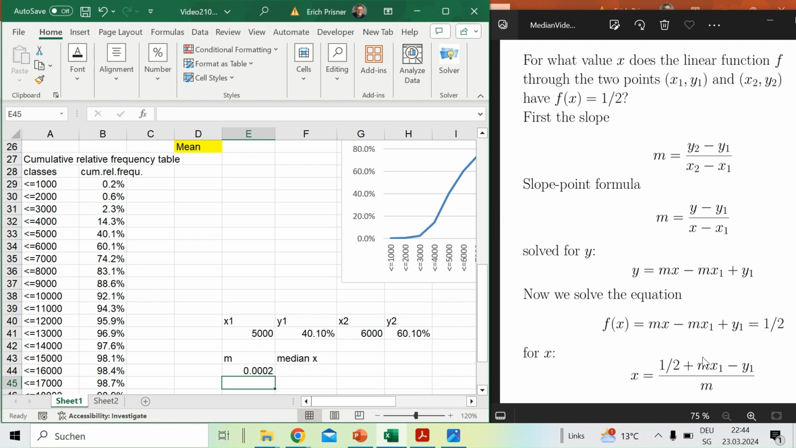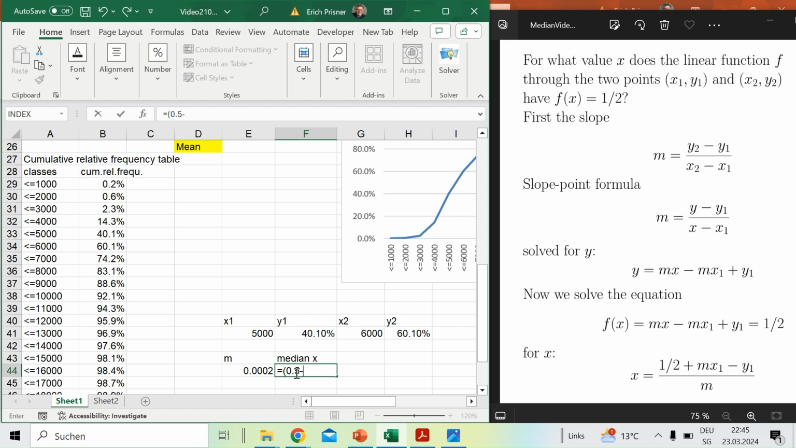This is a median formula. We need to plug in m, x1, and y1, and 1/2, of course. And it's a fraction again. So we go here. We type in equals. I open parentheses again because it's a fraction and I have a sum and difference in the top. Okay, 1/2. 1/2 is 0.5. Maybe I plug it in like this.